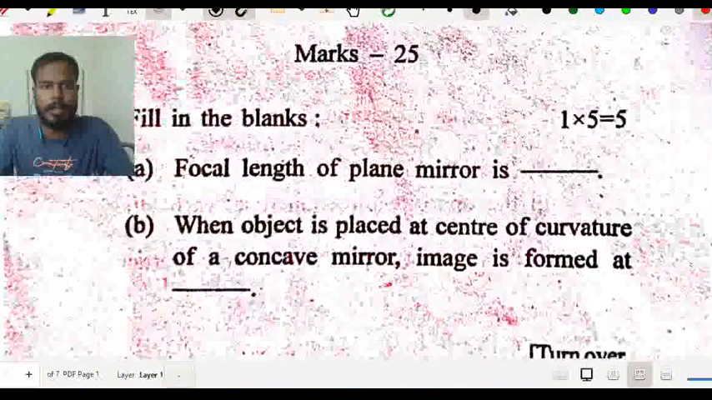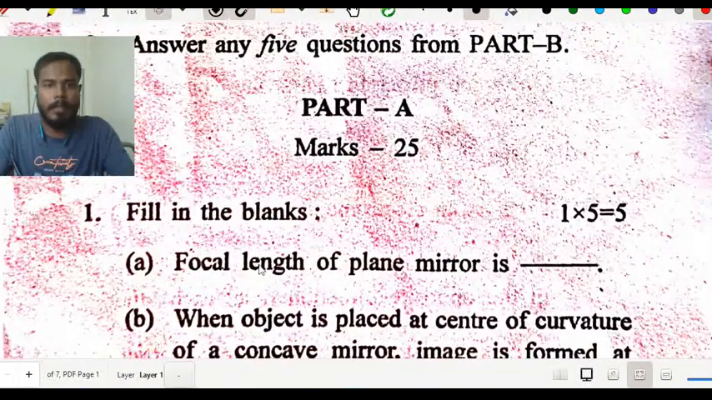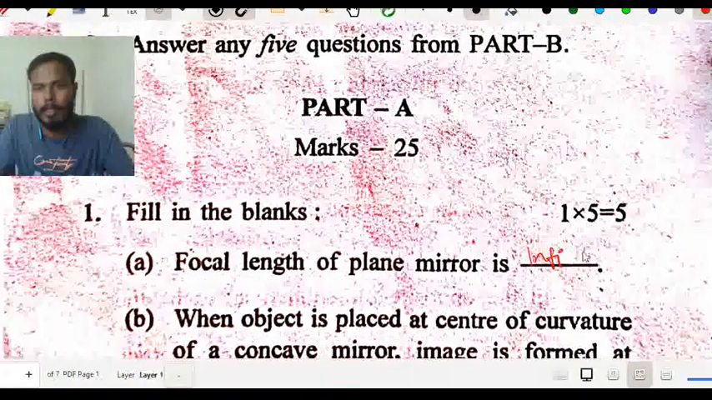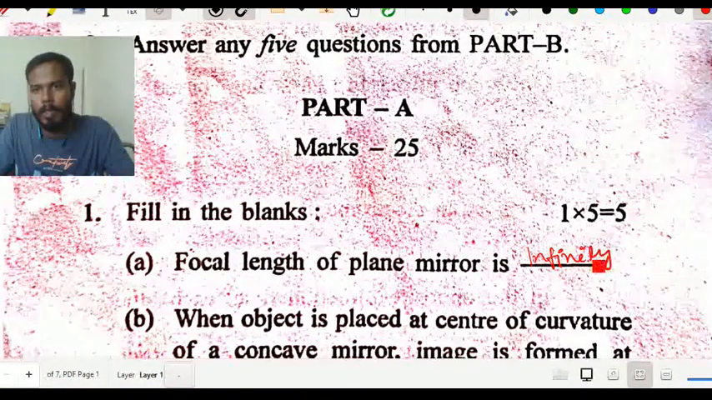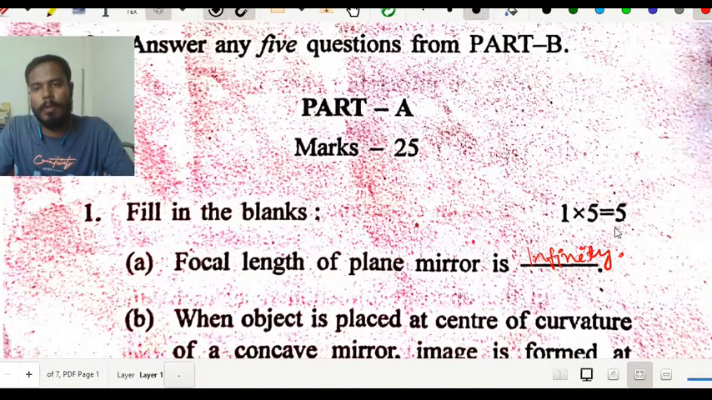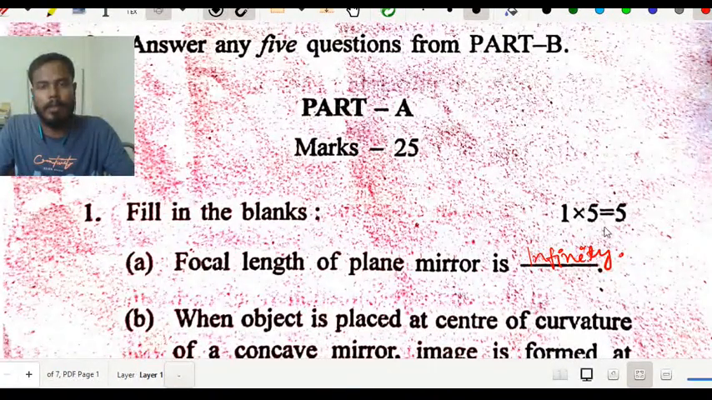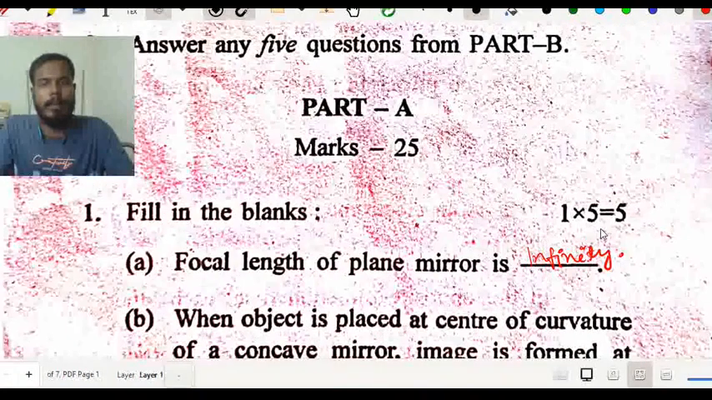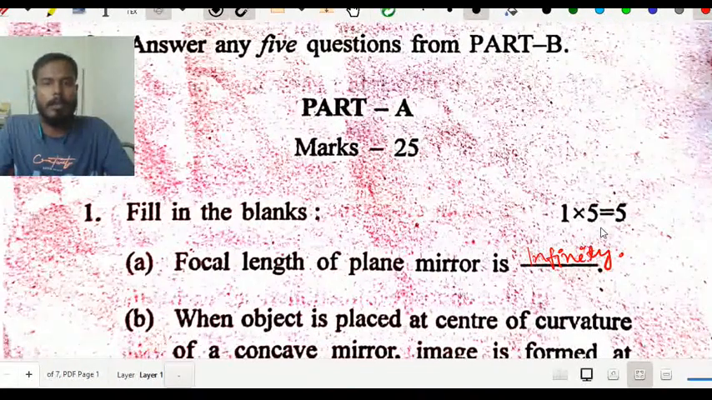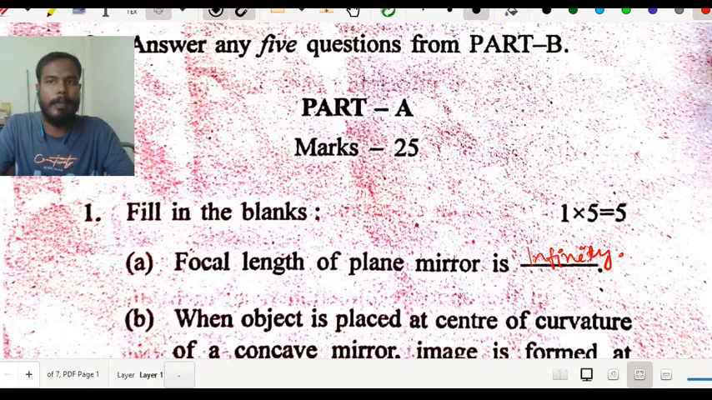The first question is a fill in the blank: the focal length of any plane mirror is infinity. If you take two parallel rays, they will never intersect in the case of a plane mirror. So basically we can say that they intersect at infinity.